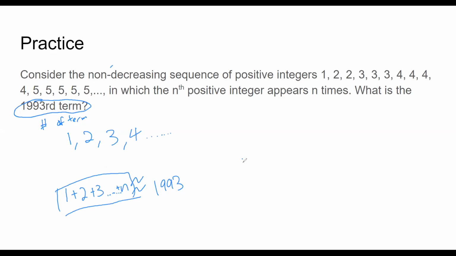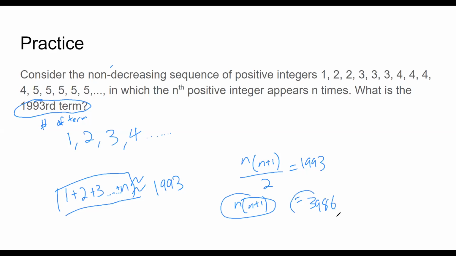So let's rewrite this. Let's say n times n plus 1 over 2, and the problem we want to solve here is equal to 1993. So I said it's around, so here we just want an estimation. So let's estimate here. n times n plus 1 is going to be equal to 1993 times 2, and that's going to give us 3986. Now, we want something that's around this area.